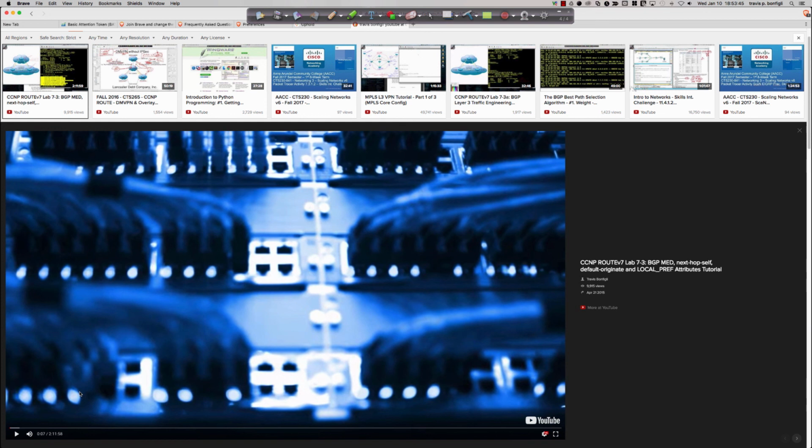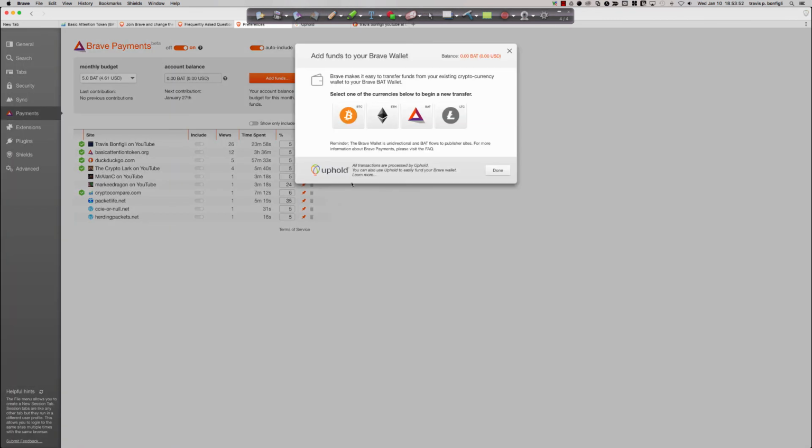And as you saw there, when I was in the payment preferences area, it says that the transactions are going through Uphold. So you do need to sign up for an Uphold account. It's just like a wallet. And I'm sure that they're not doing this out of the kindness of their heart.